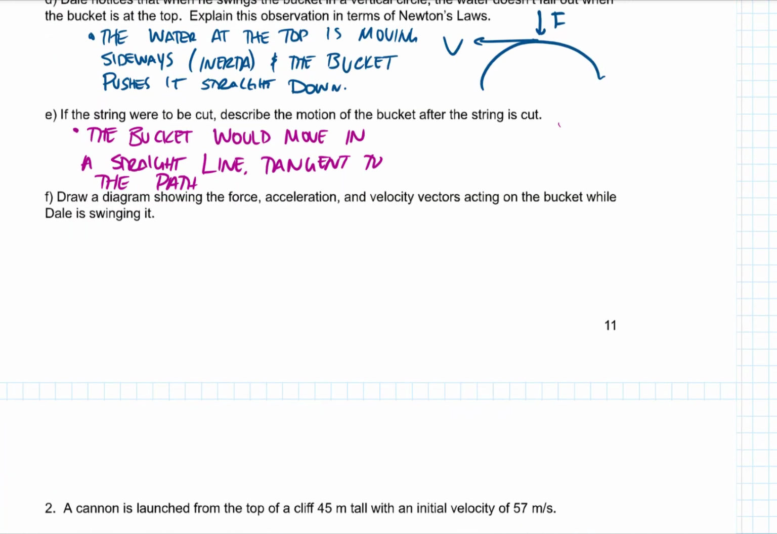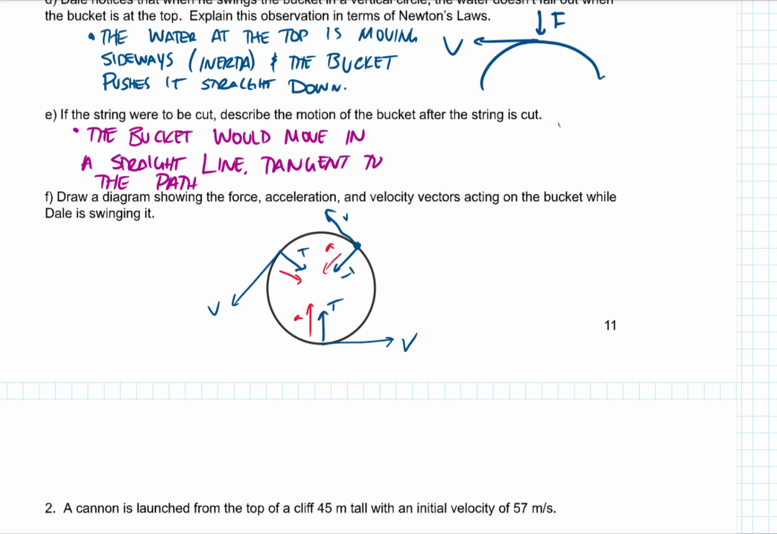Draw a diagram showing the force, acceleration, and velocity vectors while Dale is swinging the bucket. So if we look at that, all around the circle, the velocity is going to point tangent to the circle. The tension is going to point in, and the acceleration is going to be in. Those are my forces. The acceleration, when we're moving in a circle, always points to the center. That's an important thing for the acceleration. It always points to the center.